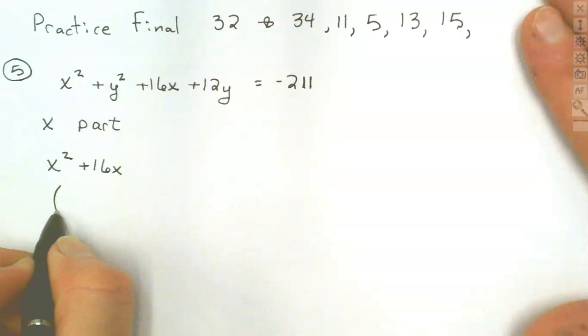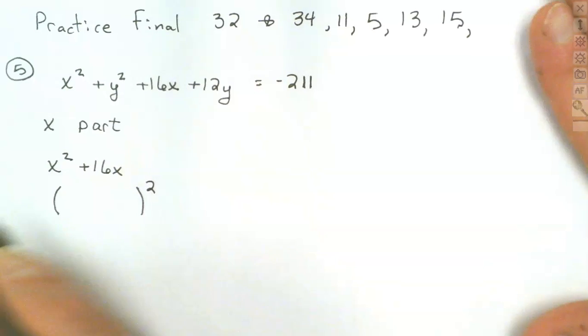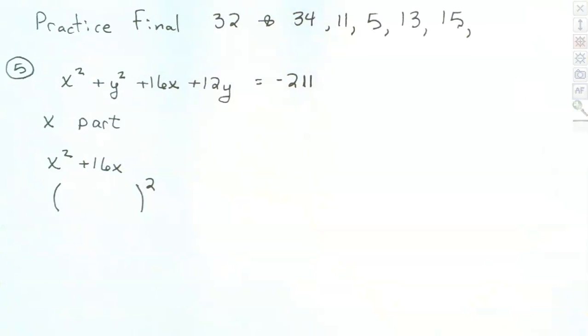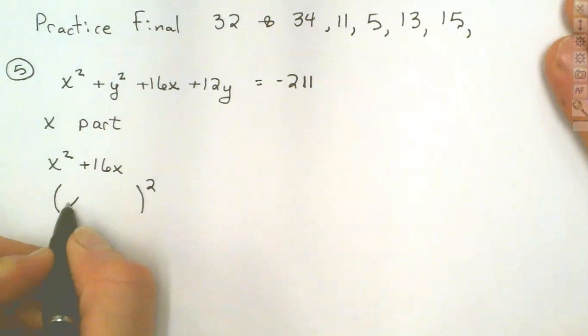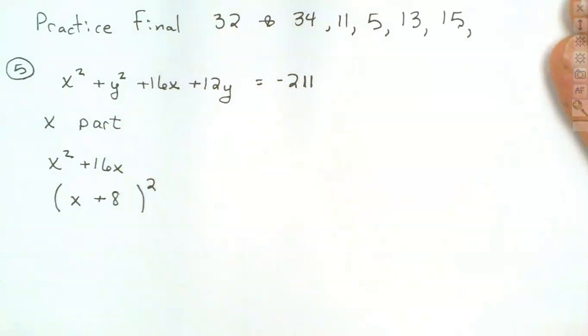And how do we complete that square? Well, remember, what do we do? Half and square, right? For circles, half and square. So what is half of 16? Okay, half of 16 is an 8. So that's going to come down as an x plus 8 quantity squared.